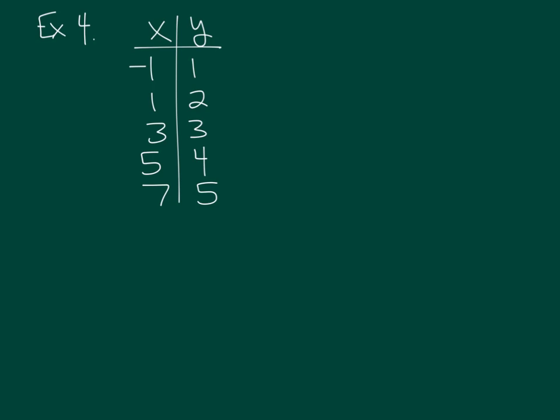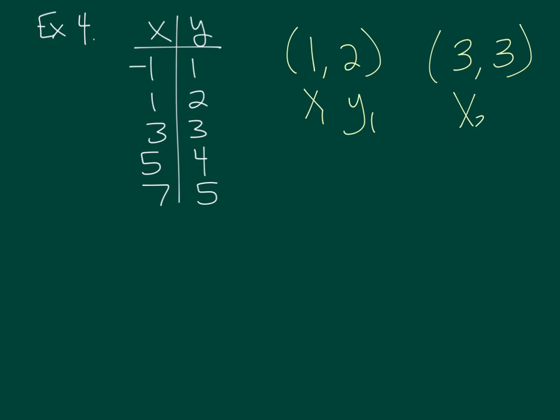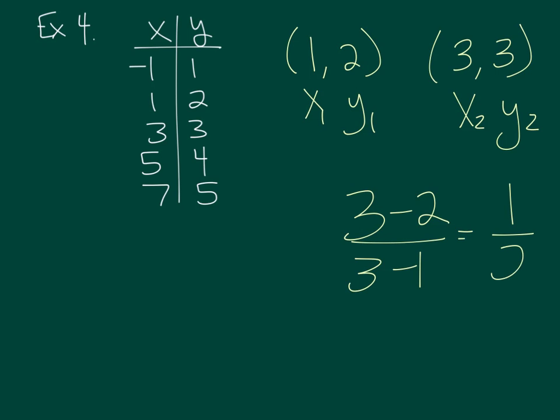All right. So again here, I don't know. I like positives. So I'm going to pick 1, 2 for my x1, y1. And I'll just pick 3, 3 for my x2, y2. So when I plug it in here, I get 3 minus 2 over 3 minus 1, which gives me 1 over 2. So my slope is simply 1/2.